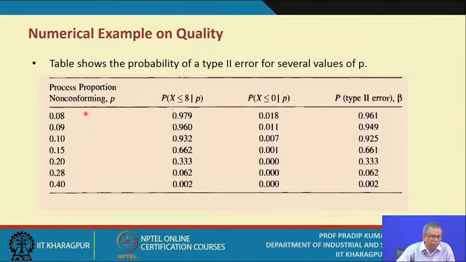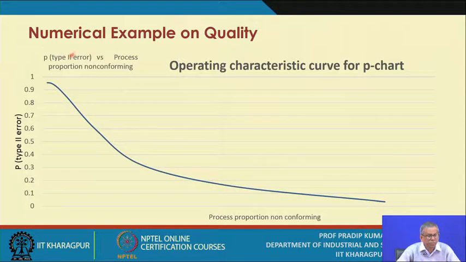These are the possible values of p, and then we compute the values of beta. Once beta is computed, this is the probability of making a type 2 error. That means this is the probability of non-detection. You consider on the x axis several possible values of p, the process proportion non-conforming, which is feasible. Suppose you consider 10 or 15 such values. Then this is a typical OC curve you will get, the operating characteristic curve for the P chart.